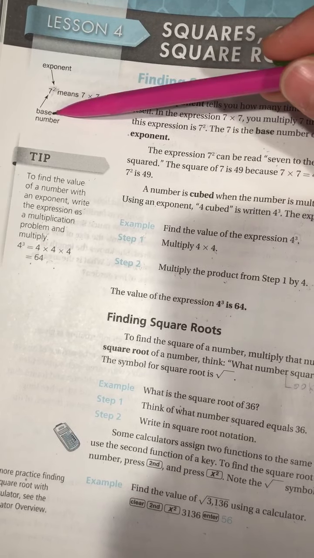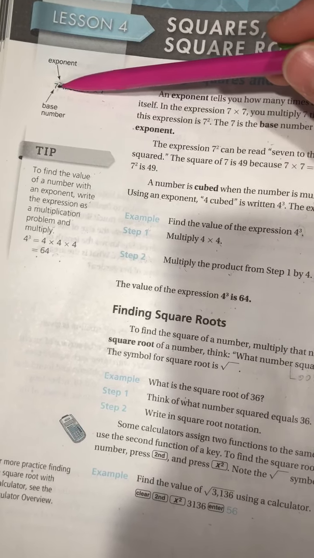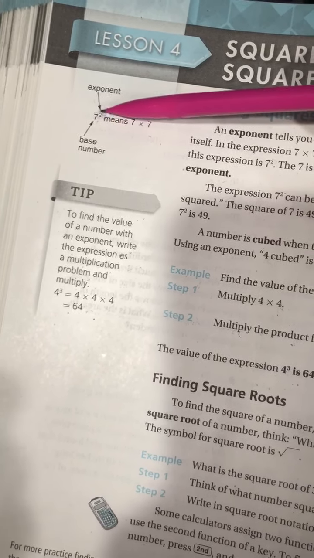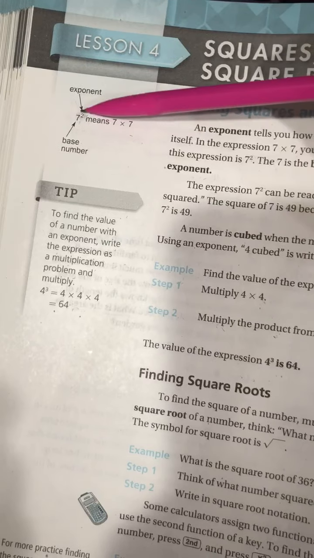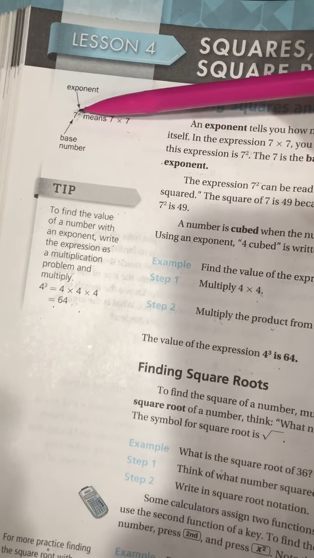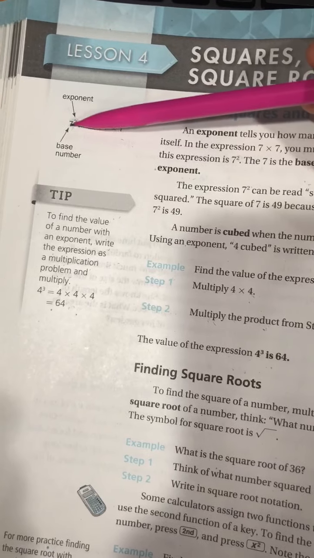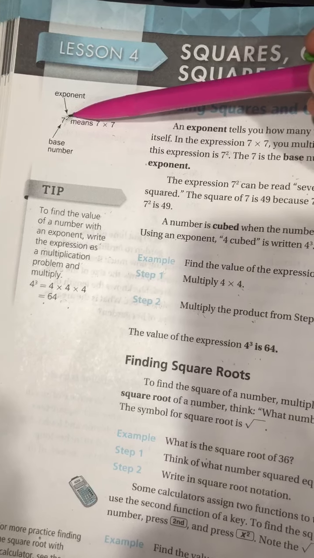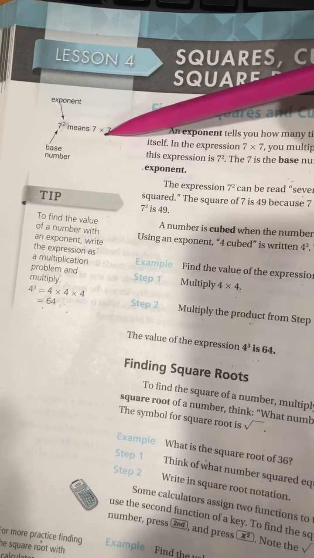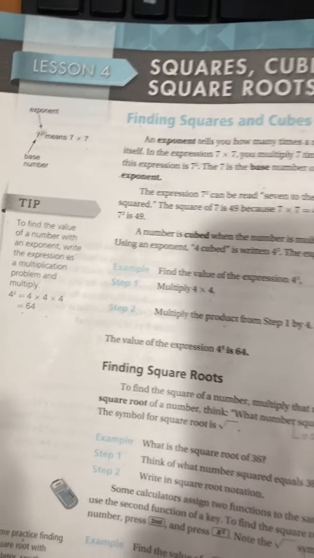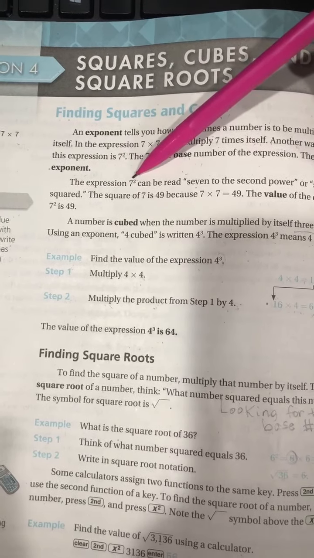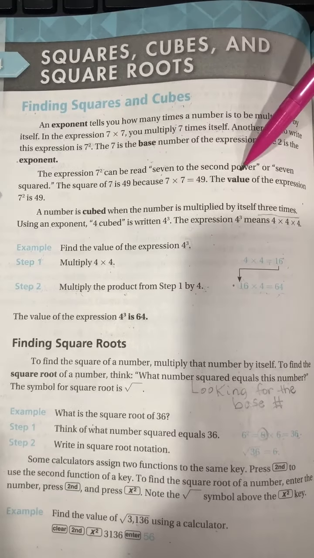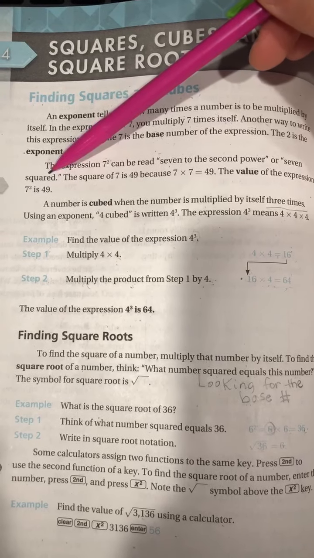7 is the base number. Remember, that's the number being multiplied by itself. And we see an exponent of 2. The exponent is usually written in the top right corner. It's a smaller number, again written in the top right corner of the base number. So 7 squared means 7 times 7. The expression 7 squared can be read 7 to the second power, or 7 squared.